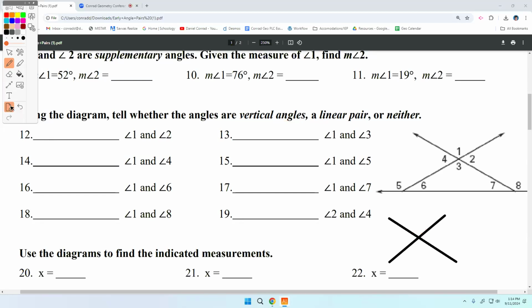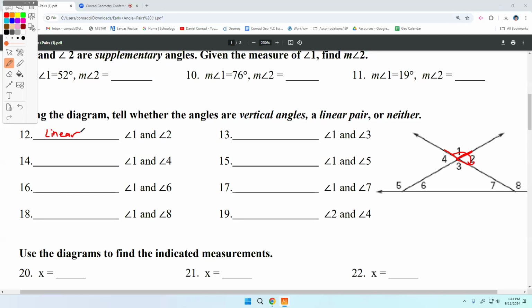So let's look at our diagram. All right, 1 and 2. So here's angle 1 and 2. If you add them together, they're going to form that straight line, 180 degrees. Plus, they have a shared side, so they're adjacent. So since they're adjacent and supplementary, they're going to be a linear pair.